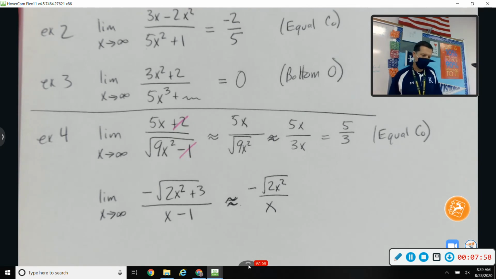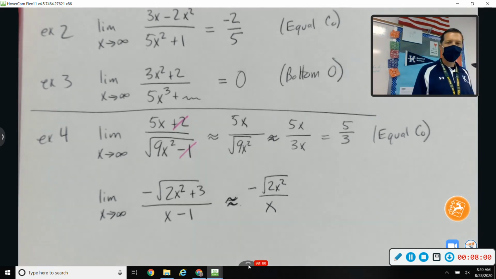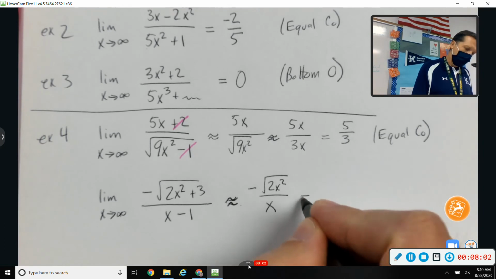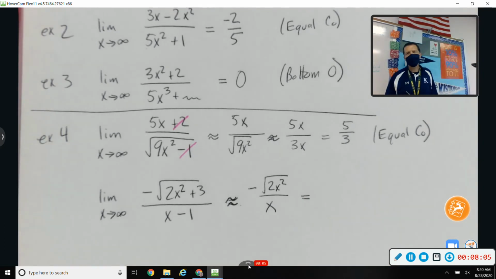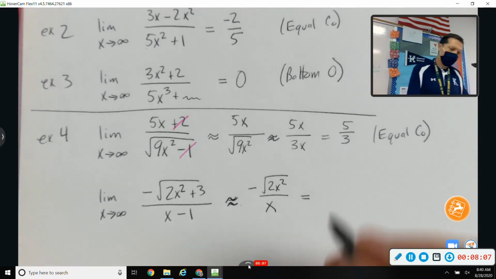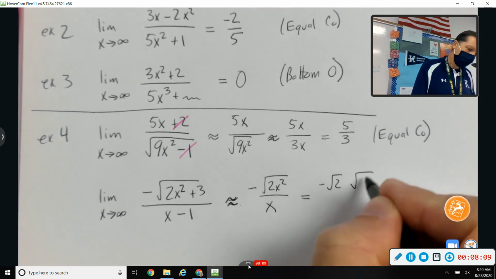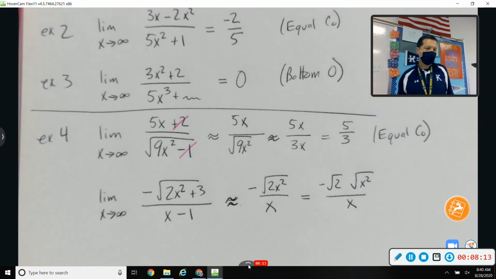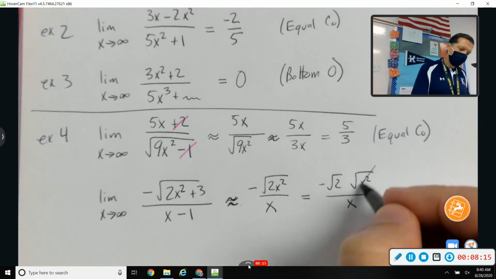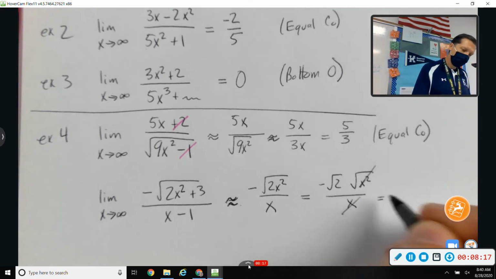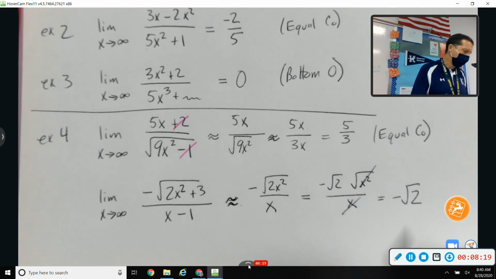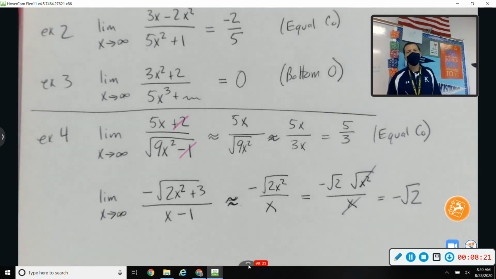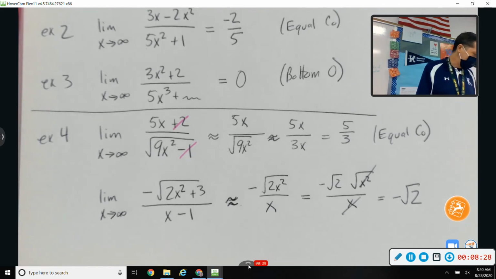When x gets really, really big, the 3 doesn't matter, the 1 doesn't matter. Everybody got that far, and now it's like, oh, how do I do the 2 and the x squared? Well, just separate them if it's bugging you. And then now those can cancel, the square root of x squared and the x. And so we get negative square root of 2. So again, it's equal, kind of. Just, careful.